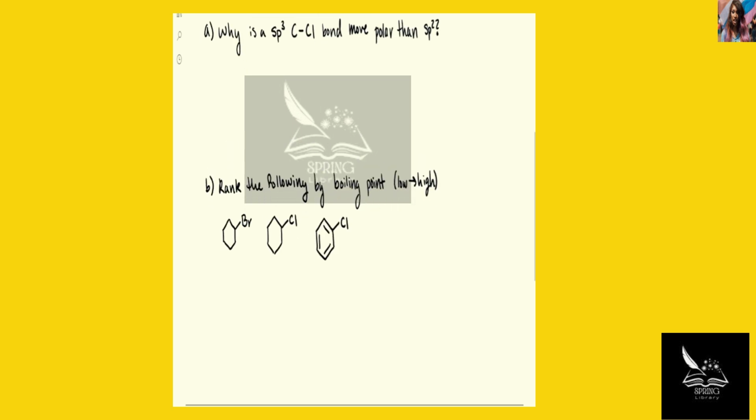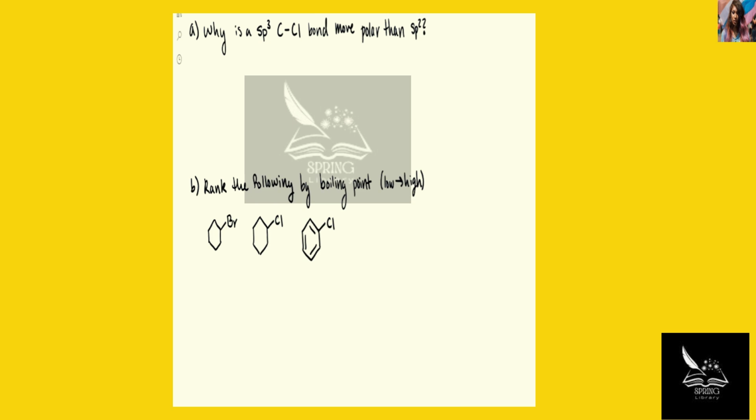For this question, we are asked to explain why an sp3 carbon-chlorine bond would be more polar than an sp2 carbon-chlorine bond. We are also asked to rank the following structures by their boiling point. Now, to answer this first question, let's take a look at sp3 and sp2, what that means.